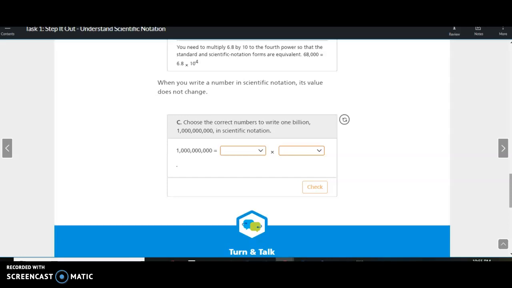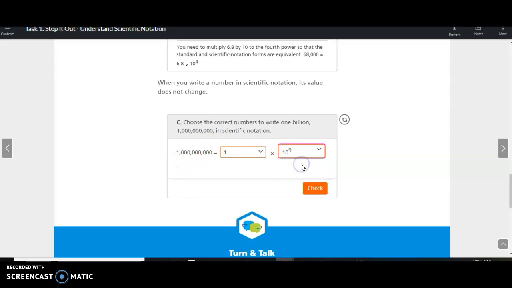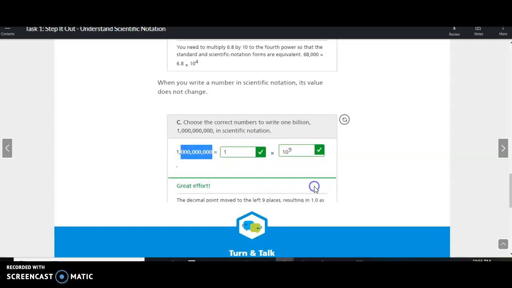If we wanted to write, oh, what's this number? 1 billion. 1 billion has 3, 6, 9 zeros. So we're taking that decimal that is behind the 0 right here. We have to move it so it is now behind the 1. Then we have one single whole number times 10 to the 9th power. I'm moving the decimal 9 times.